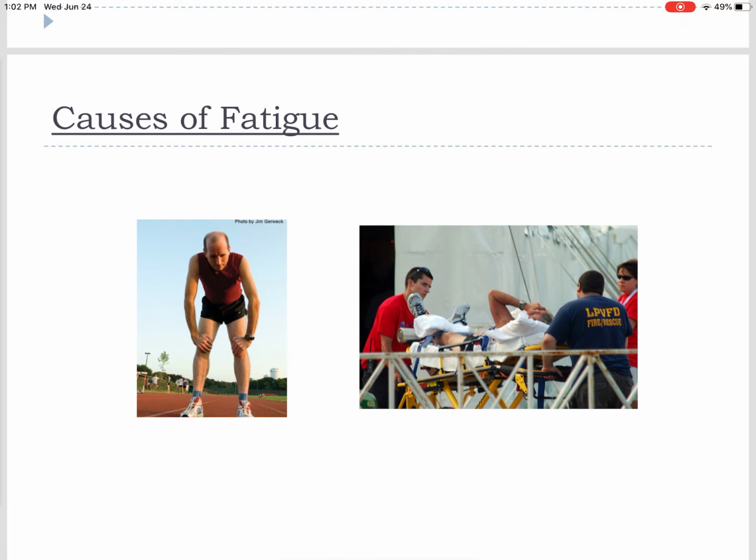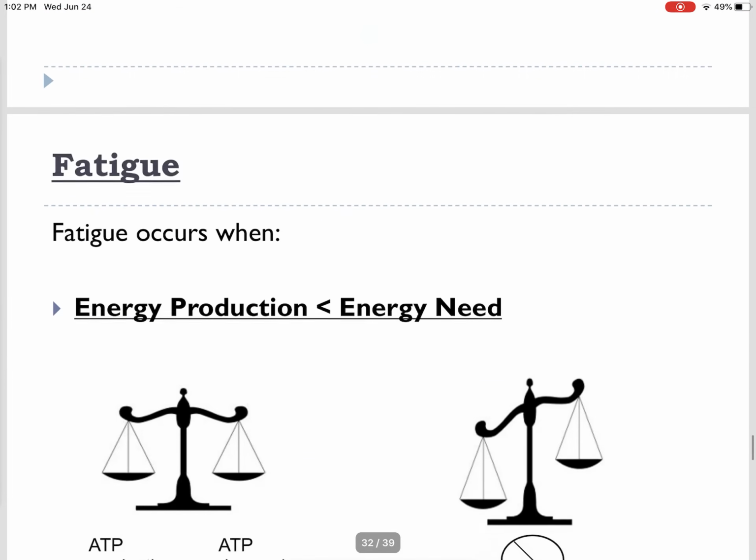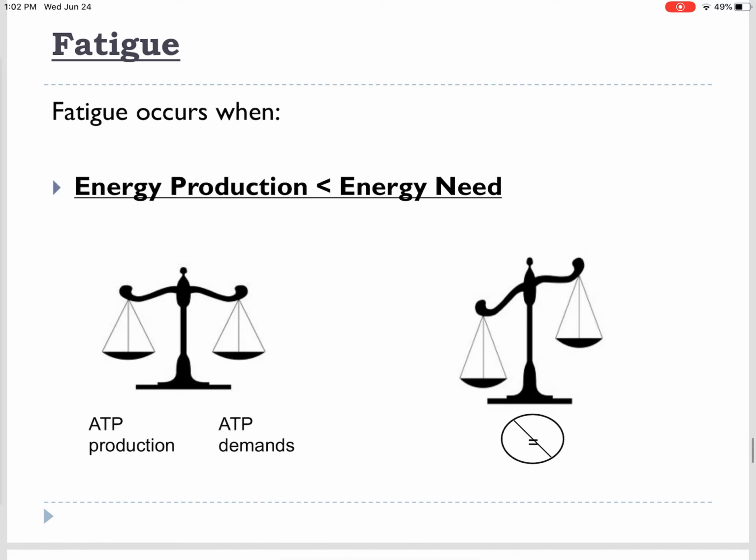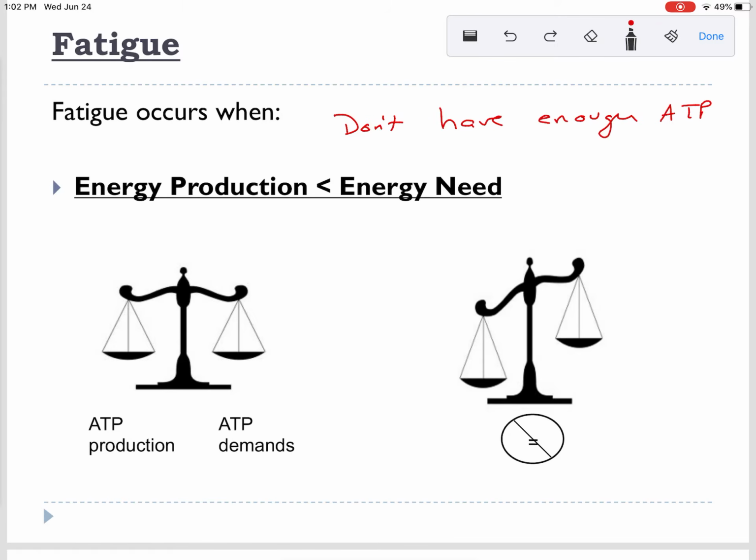Okay, a couple odds and ends, and then we are done, folks, for this chapter. What are the causes of fatigue? This is a really interesting topic, and I believe that in the next couple decades, we're going to be learning much more about it. Basically, if we want to keep it really simple, fatigue occurs when you don't have enough ATP. For whatever reason, even though your muscles are crying out for fuel, crying out for ATP, you become fatigued during exercise when you just don't have enough ATP.